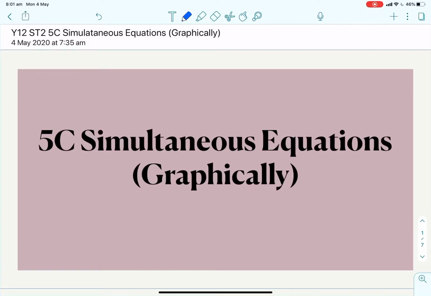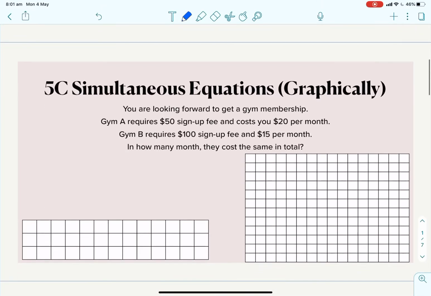Today we are doing 5C simultaneous equations. Now we can solve them using algebra, but today we are going to learn how to use a diagram instead. So you're doing graphs. I'm going to give you one example. Sometimes it could be quite useful. So I'll give you one real life example.